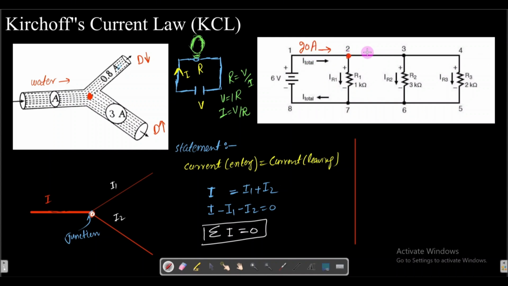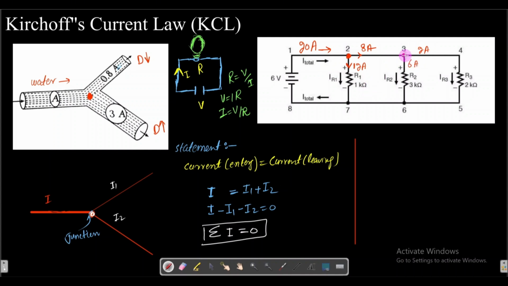will be equal to the current leaving this junction. Here the current will be divided, let's say into 8 ampere here, and the remaining 12 amperes are moving in this direction. And this 8 ampere, at this junction, will be divided into, let's say, 2 ampere and 6 ampere.